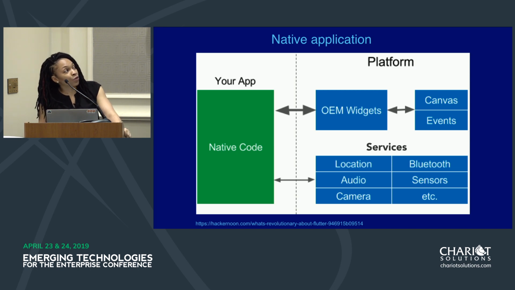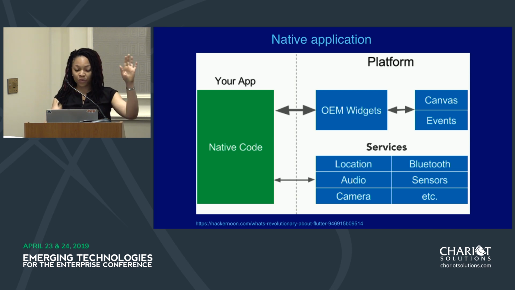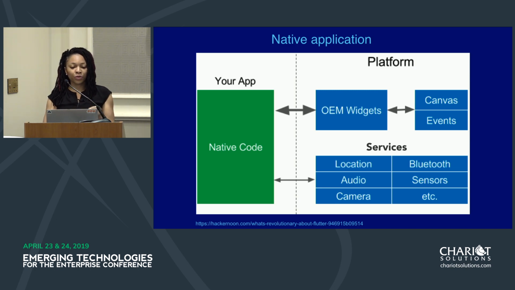For your native application, the green side is your app, and the blue side is the platform. So your app communicates with the platform widgets, and the widgets are rendered on the screen canvas, and whatever events that are available are passed back to the widgets. The app can also communicate with the platform services.